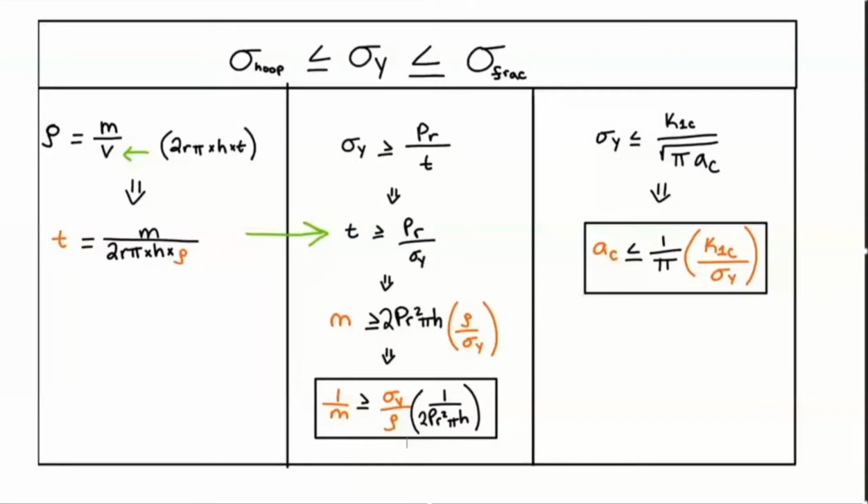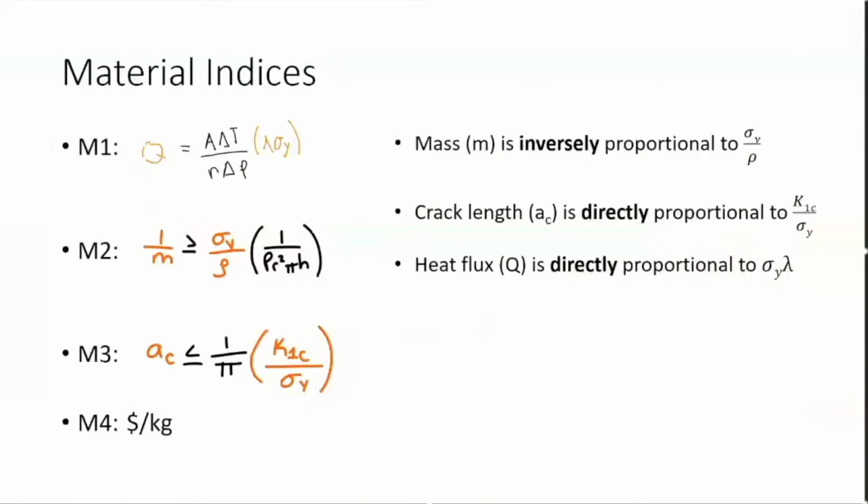So here are some derivations, exactly the same as last time. This basically just finds the relation between the four material indices. The first one is the heat flux. There's the equation that's straight from the notes as well that allows us to maximize the heat flux by finding the largest constant of yield stress times the thermal conductivity. We could also minimize the mass by finding the largest strength to density ratio, and we could also maximize the crack length by finding the largest fracture toughness to yield stress ratio. And lastly, the last thing to narrow things down is cost per kilogram, since we only care about mass.